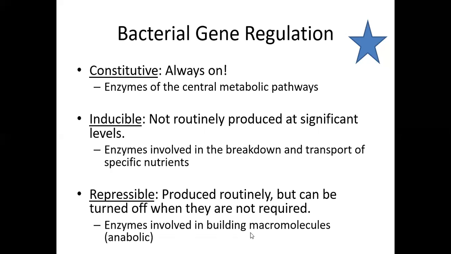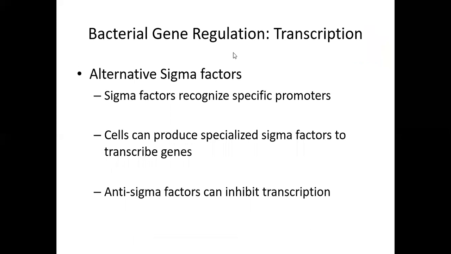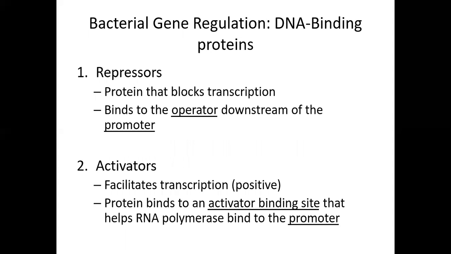Enzymes involved in building macromolecules, so anabolic. Alternative sigma factors. So here's our way to regulate transcription. Sigma factor recognizes specific promoters, right? So that's what tells RNA polymerase where to transcribe. But cells can produce specialized sigma factors and anti-sigma factors to inhibit transcription, all through interacting with the promoter and RNA polymerase.